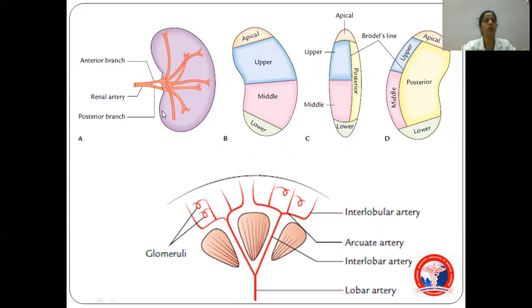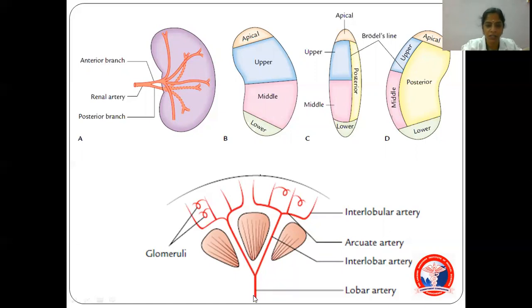We are discussing the blood supply. The renal artery gives 4 anterior branches and 1 posterior branch. Each branch goes to a particular segment. So we have 5 segments in the kidney: apical, upper, middle, lower, and posterior. Now what happens to these segmental branches?